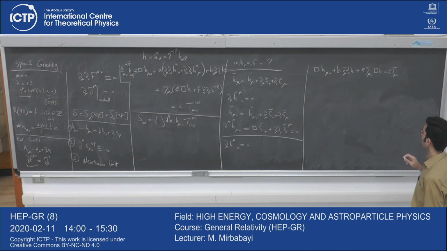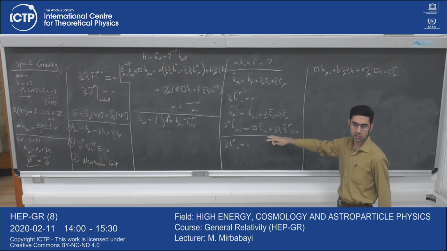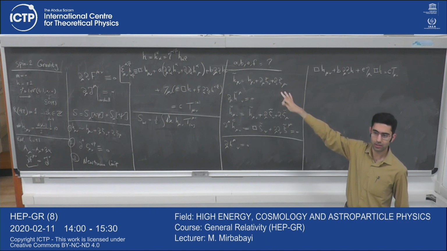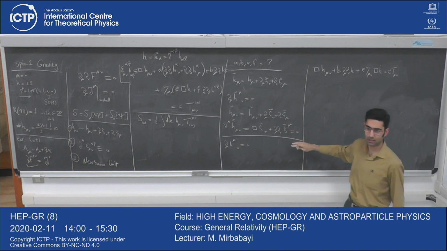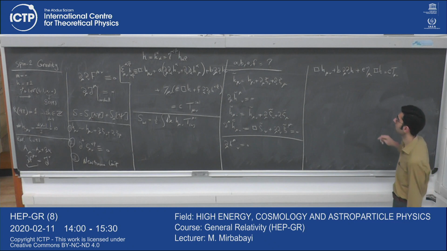Okay, so now we want to impose two requirements. One is that under this residual gauge transformation, this equation is invariant. Remember, we wanted the equation to be invariant under all gauge transformations, so they should be invariant under the residual ones that preserve the gauge condition.